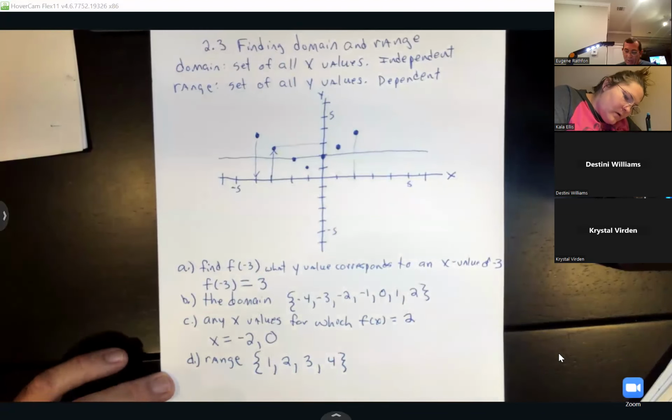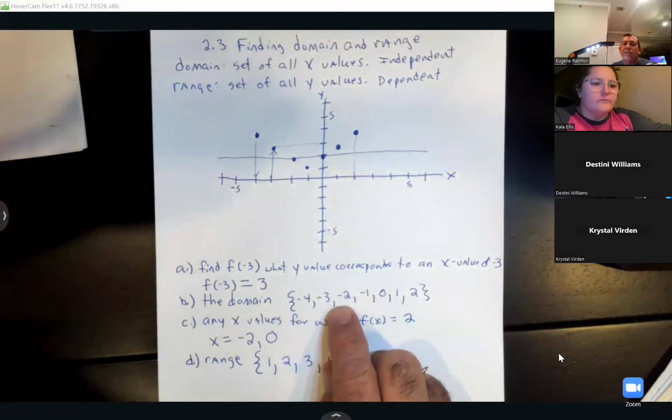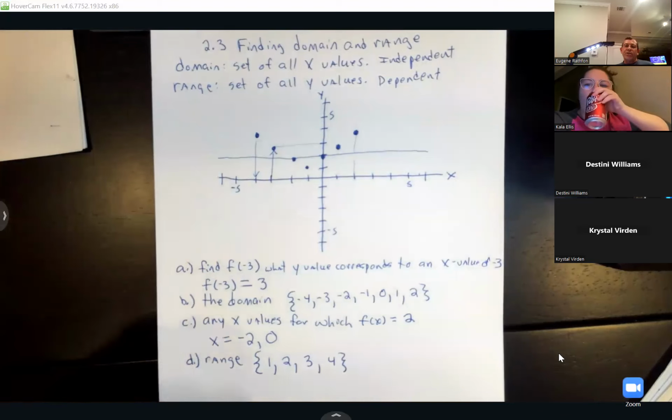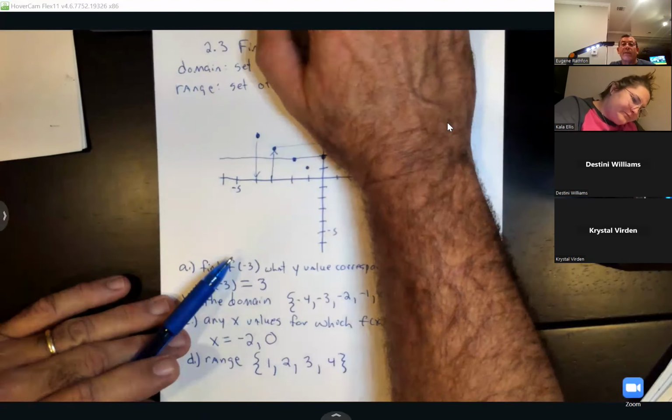Okay. So remember, domain, you look through them points and you just tell me the x coordinates of every point. The range, you're going to go through and tell me the y value of every point.